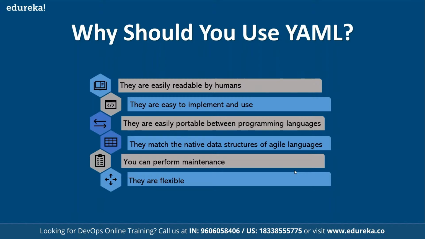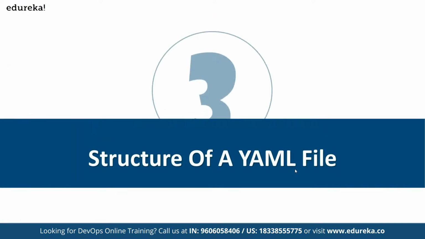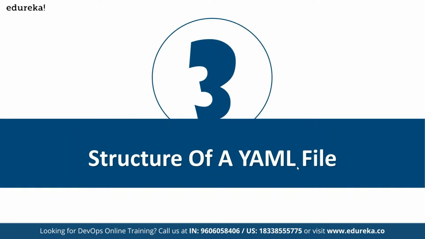Now, before YAML, or along with YAML, we have JSON. The alternatives for YAML are XML and JSON, guys. So when I talk about XML, it is actually one of the most used in many domains.